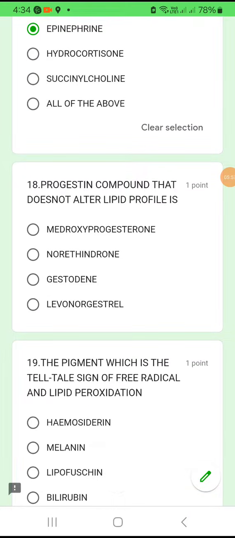Question number 18. Progestin compound that does not alter lipid profile. Okay, progestin compound that does not alter lipid profile.